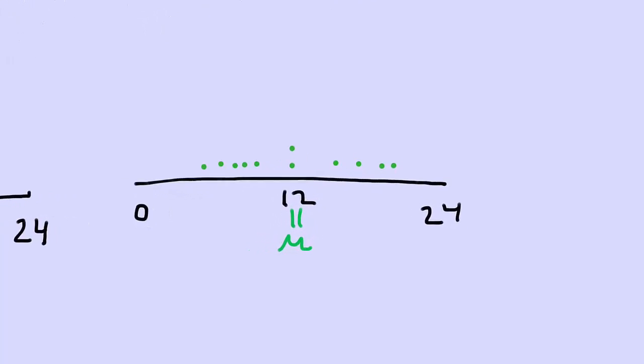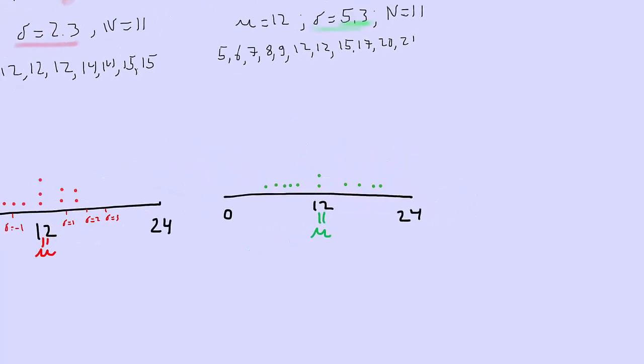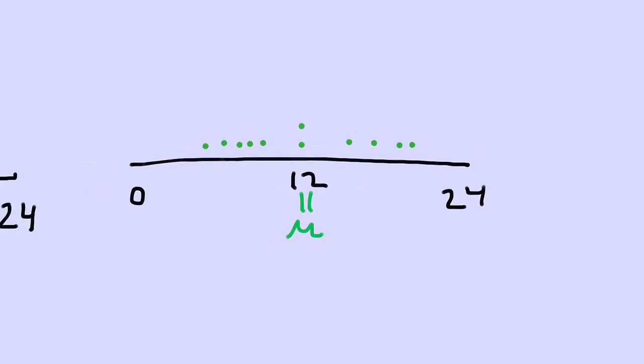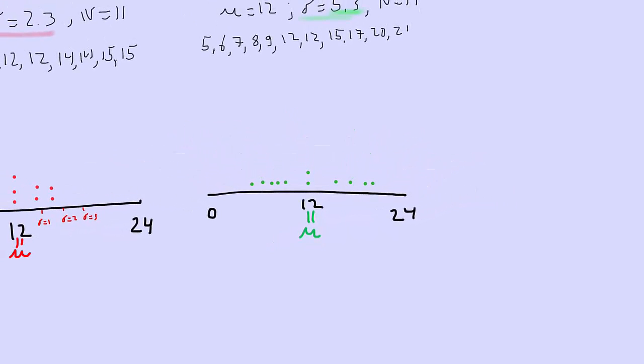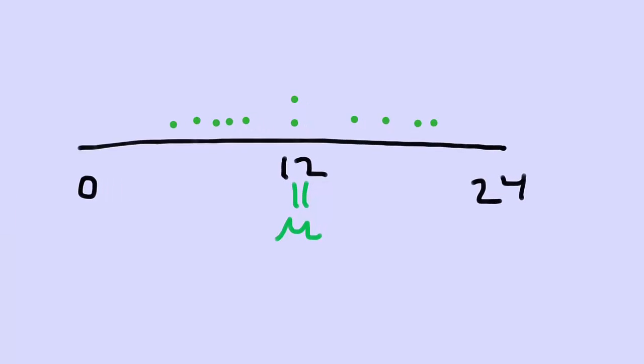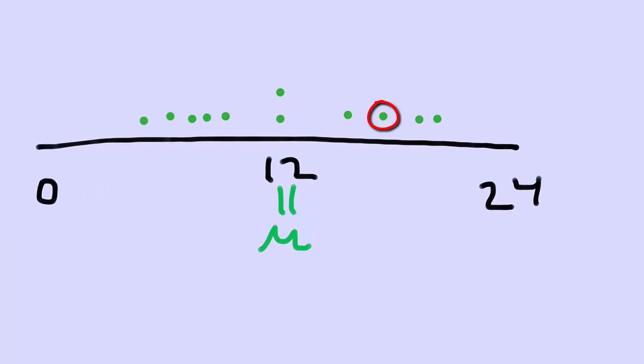Distribution for population B has a standard deviation of 5.3. And the next point up from 12 is 15, then we have 17. So this point here, x9 equals 17. And we know that's roughly sigma equals 1.